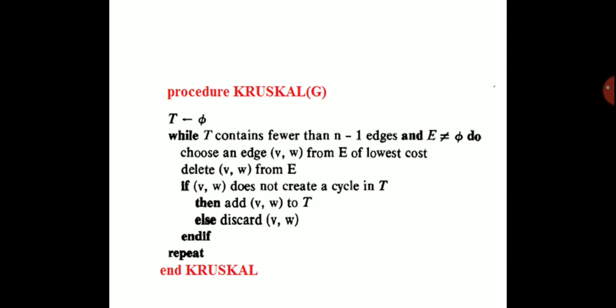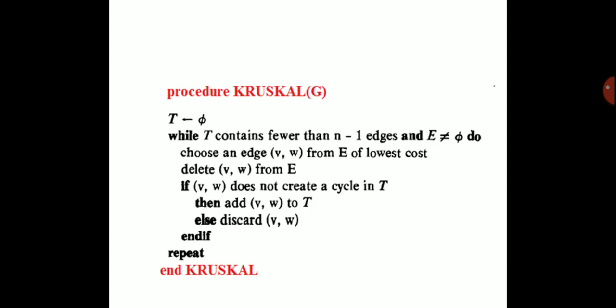If it creates a cycle, it has to be discarded. It should not be added to T if it forms a cycle, but it has to be deleted from E. Why are we deleting it from E? We cannot consider it again and again. We need not work on the same edge again and again. That is why we are deleting V comma W from E, and discarding it from T. I hope you understand.